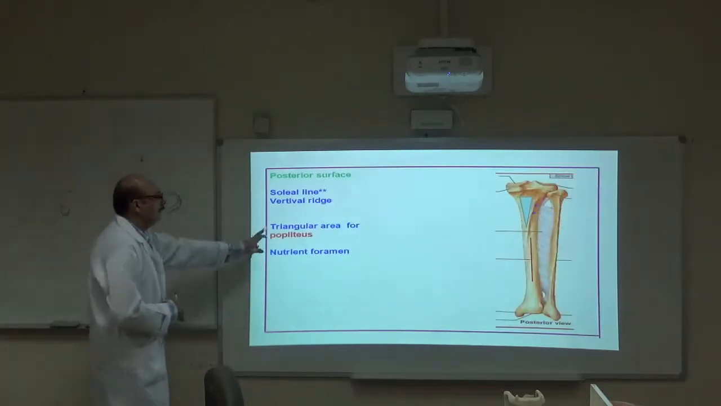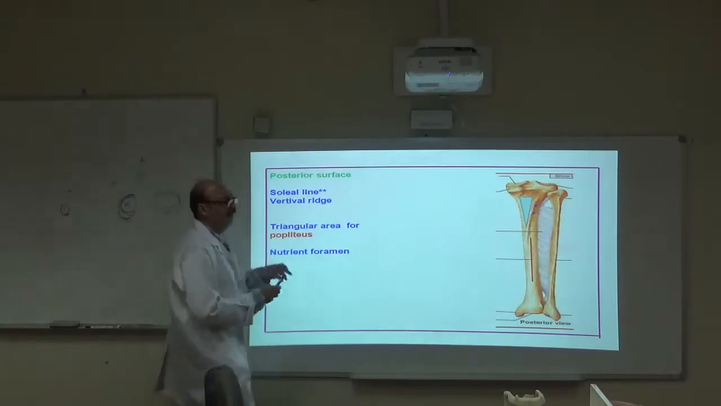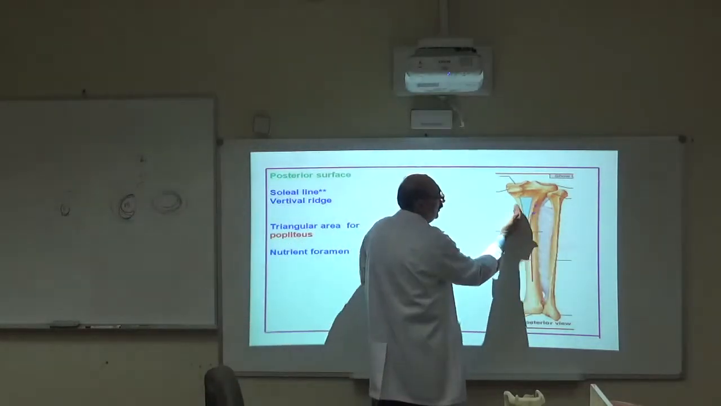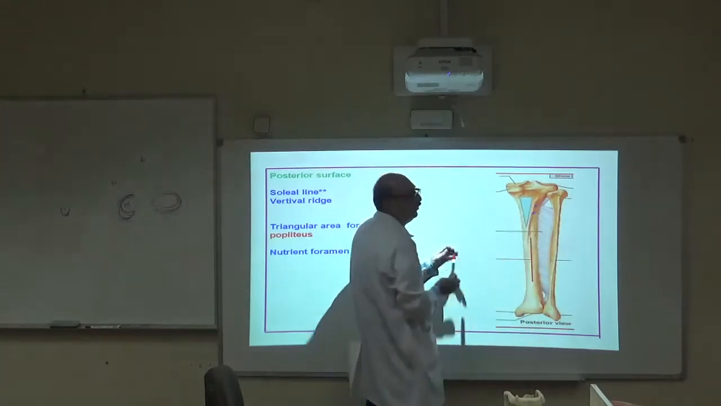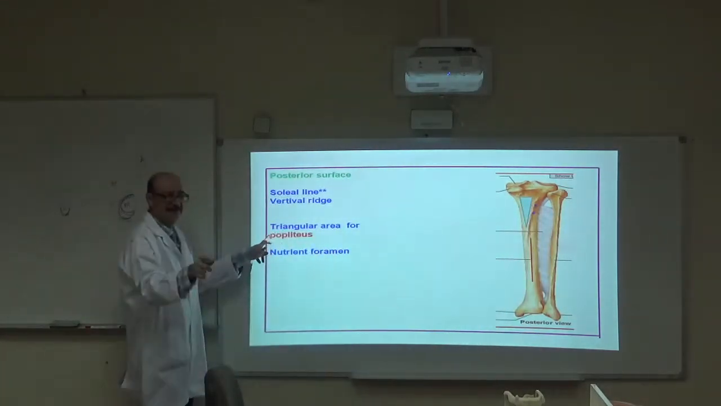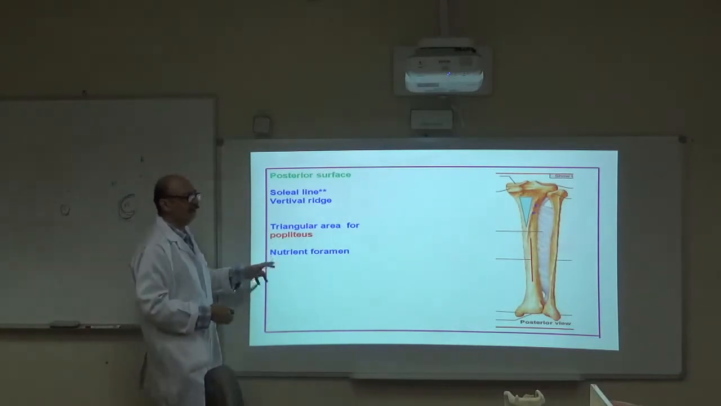Triangular area for popliteus, just on this side of this soleal line. This triangular area is called the area for popliteus muscle. We can appreciate later. And nutrient foramen.